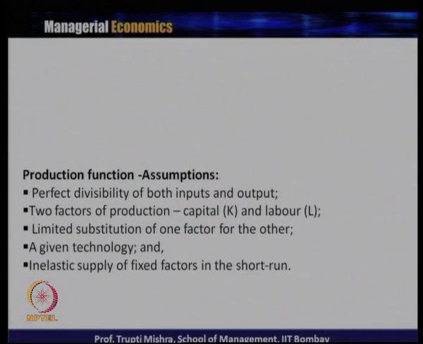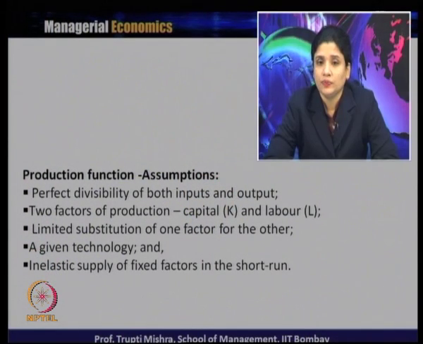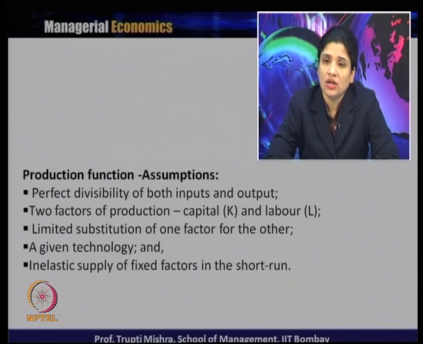If they were perfect substitutes, then the output could be produced either with the help of capital or with the help of labor. But in this case, we are assuming that a certain amount of both inputs is necessary in the production process. Production cannot be run only on labor or only on capital. Then technology is given. Technology cannot change, at least in the short run; in the long run it can be changed. Also we assume there is an inelastic supply of fixed factors in the short run, and that is the reason that in the short run a few factors are considered fixed.